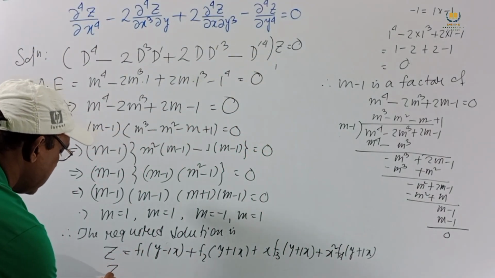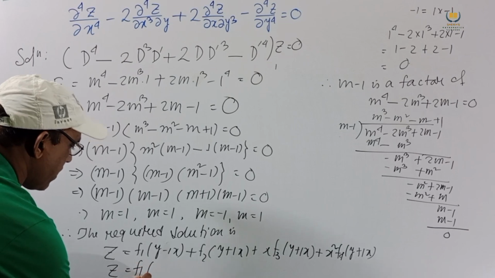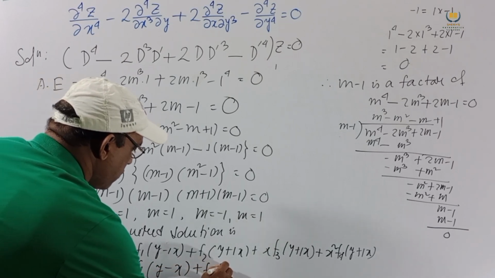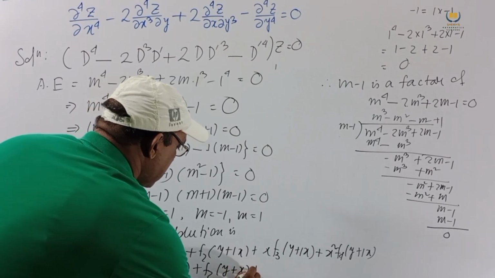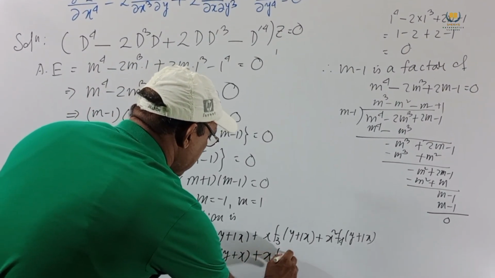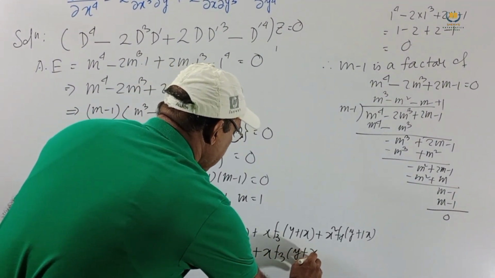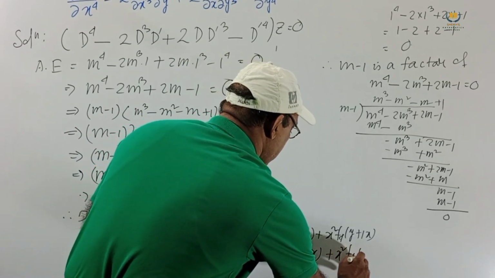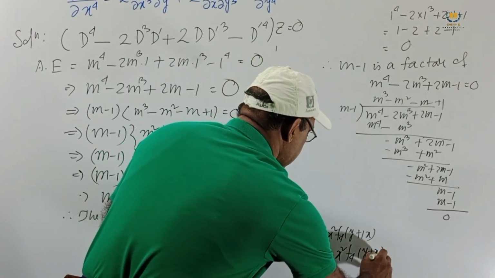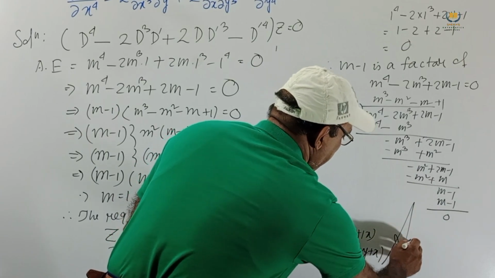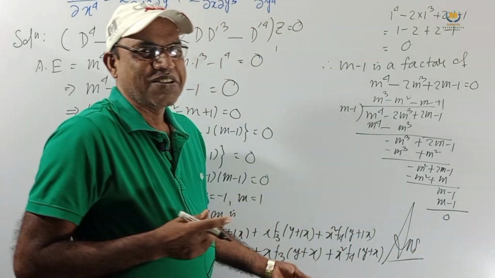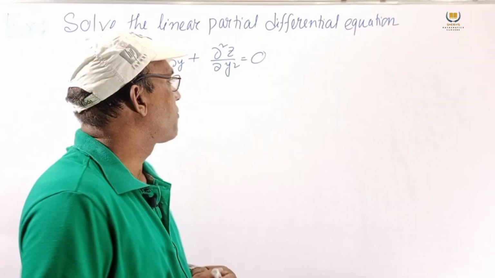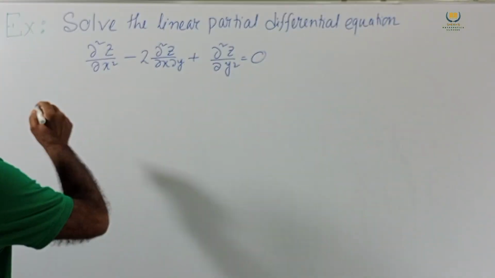Now finally we get z equal to f1 of y minus x, plus f2 of y plus x, plus x f3 of y plus x, plus x square f4 of y plus x, and this is our final answer. Very nice solution, very easy solution. Now we consider another problem of the same type.